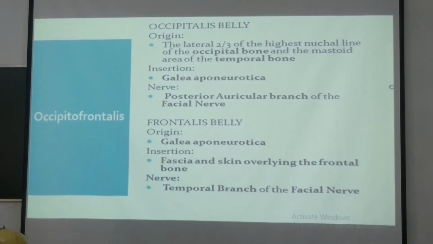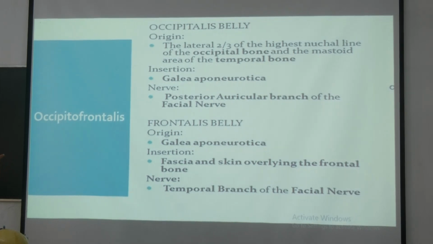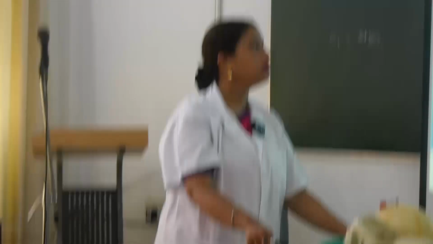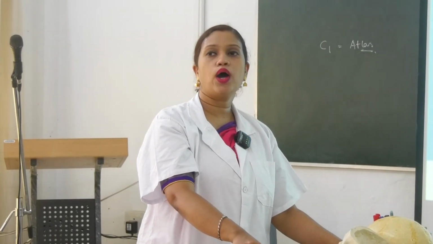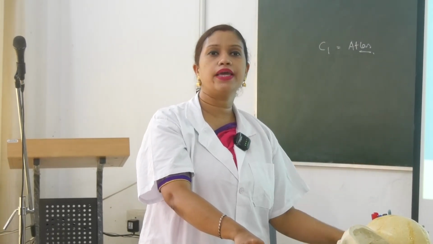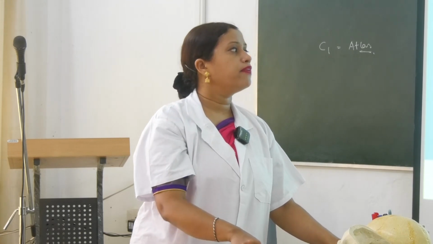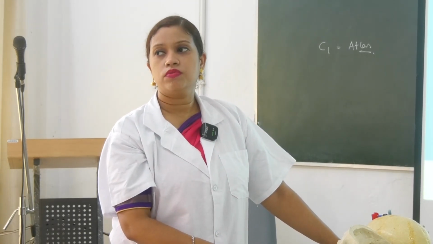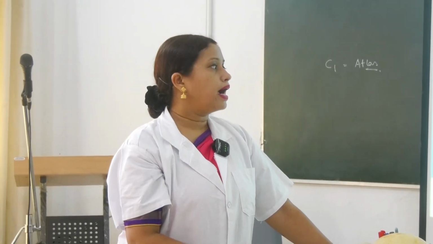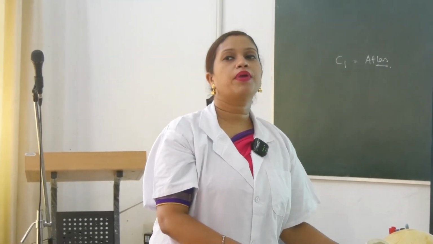The nerve supply is important, and note that the two bellies have different nerve supplies. Write down: the occipital belly is supplied by the nerve present at that location, which is the posterior auricular branch of the facial nerve. For the frontal belly, the origin is galea aponeurotica, just the opposite. Where is the insertion? The fascia and skin overlying the frontal bone. And the nerve supply is the temporal branch of the facial nerve.